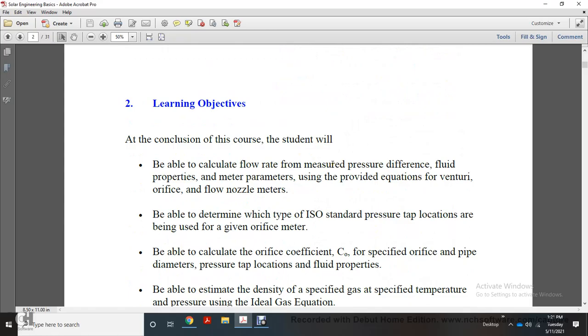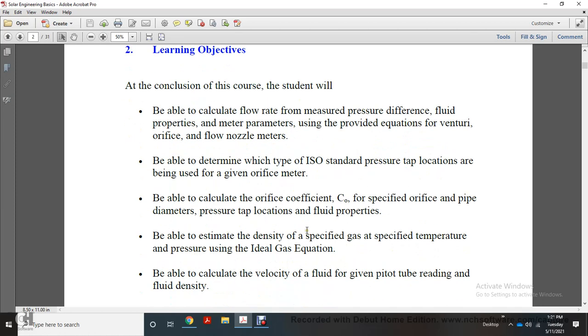2. Learning objectives. At the conclusion of this course, the student will be able to calculate flow rate with the measured pressure difference, fluid properties, and meter parameters, using the provided equations for venturi, orifice, and flow nozzle meters. Be able to determine which ISO standard pressure tap locations are being used given the orifice meter. Be able to calculate the orifice coefficient with the specified orifice, pipe diameters, pressure tap locations, and fluid properties.